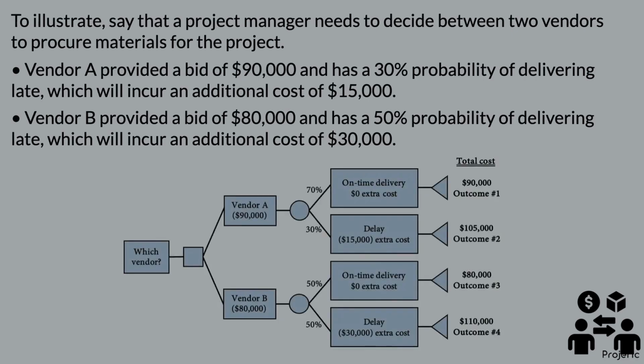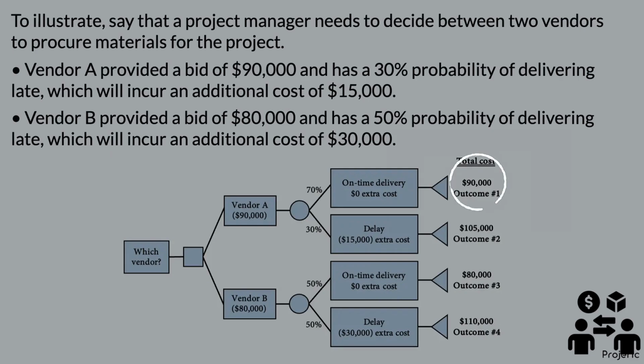In this scenario, there are two possible outcomes when working with Vendor A and two possible outcomes when working with Vendor B, resulting in a total of 4 possible outcomes. The total procurement cost in each outcome is calculated as follows.